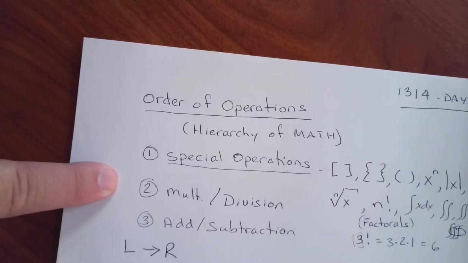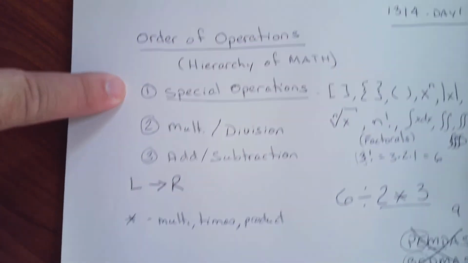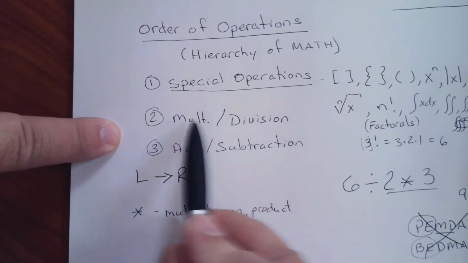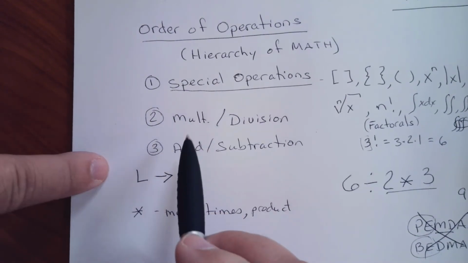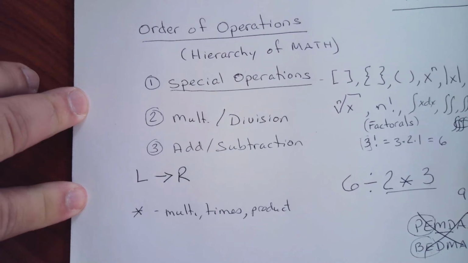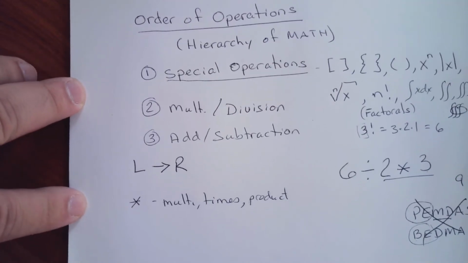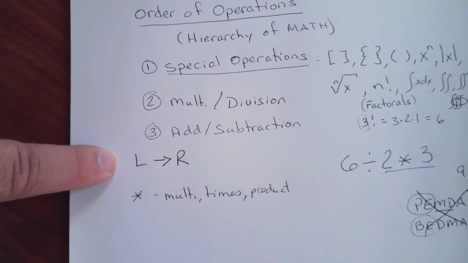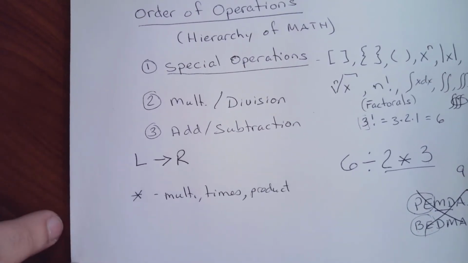Learn it this way first. Special operations first, then multiplication, division. They're both on the same level. They're the same level of importance. They're actually inverses of each other. They're opposites of each other. Addition, subtraction, they're opposites of each other. So they're the same level of importance.